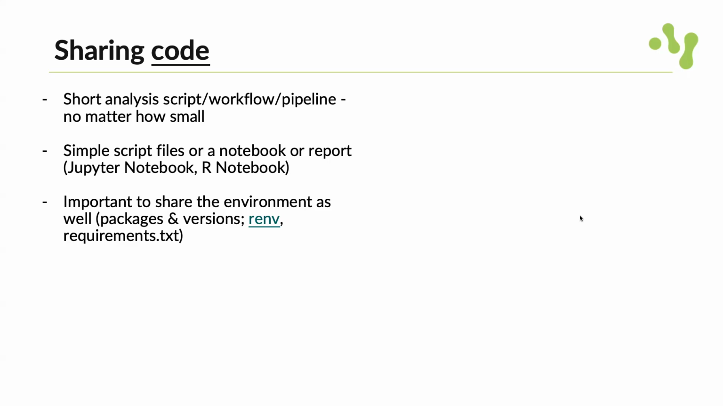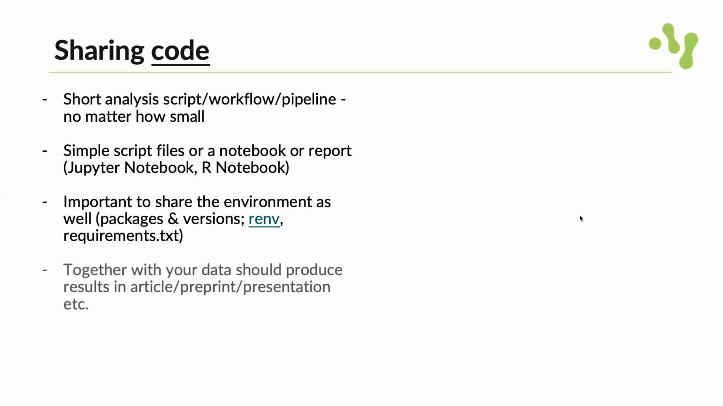If you have Python code, for example, you could have your packages and the exact versions in a requirements.txt file. An even better approach would be to create a Docker image where all the dependencies are in place, including the operating system. But that is a bit advanced, so we don't have to talk about it here. It's important that when you share code together with the data that you shared, you should arrive at the exact number that you gave in your paper or in your conference or in your blog post.